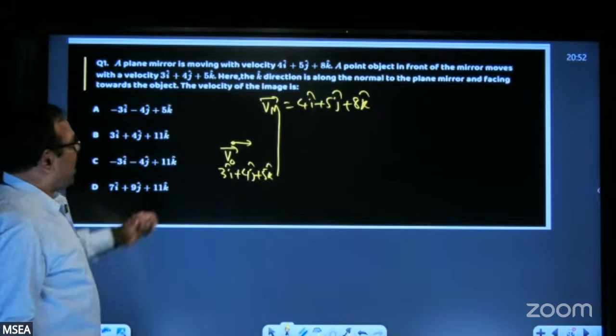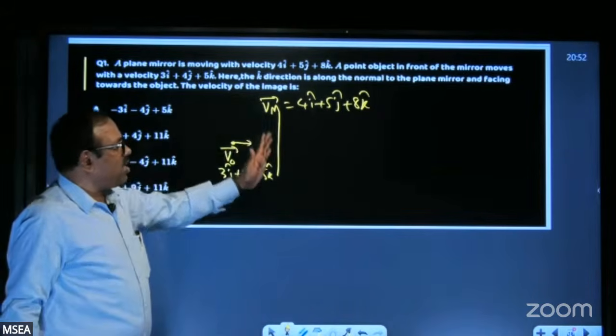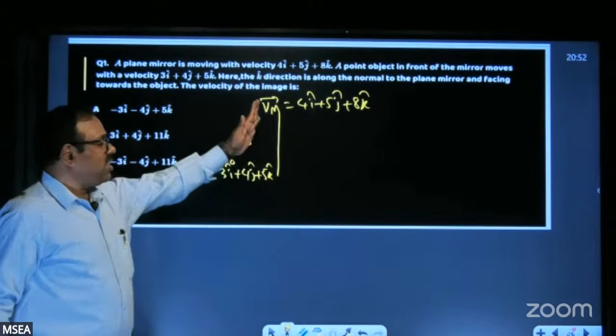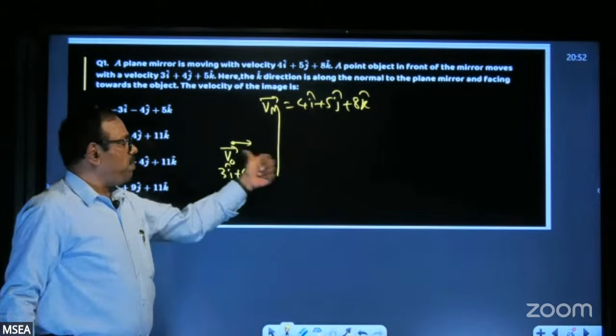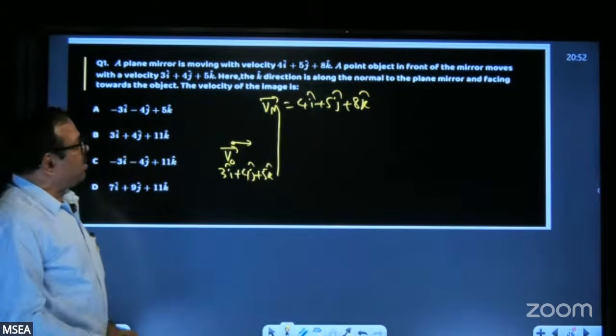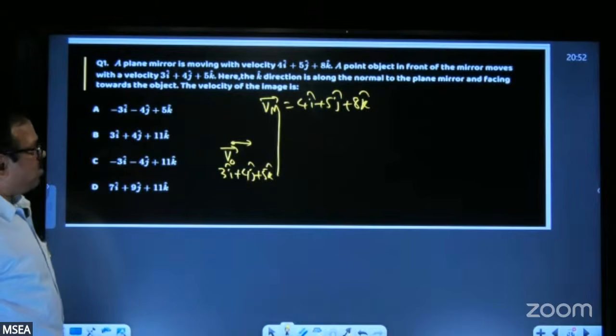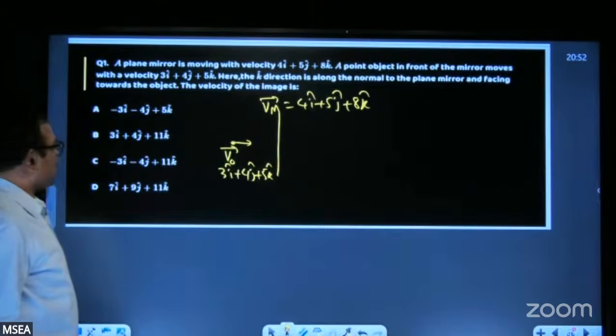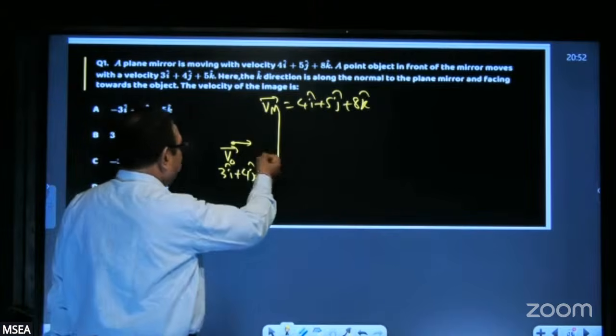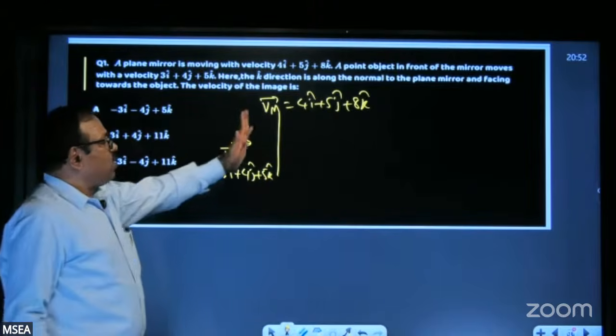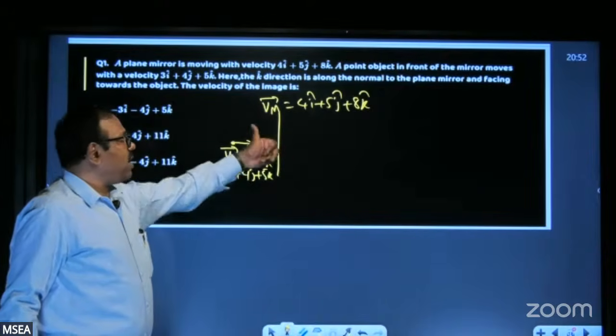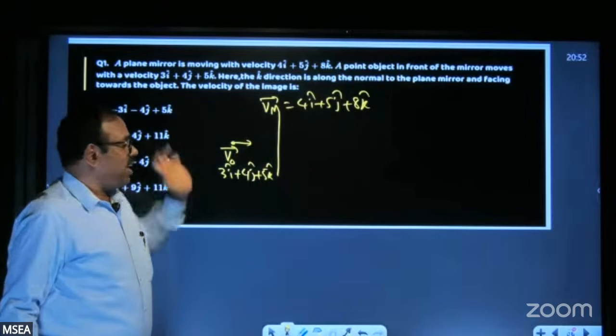Now, here the k cap is the direction along the normal to the plane mirror, facing towards the object. So the mirror is in the xy plane, and perpendicular to it is k cap.